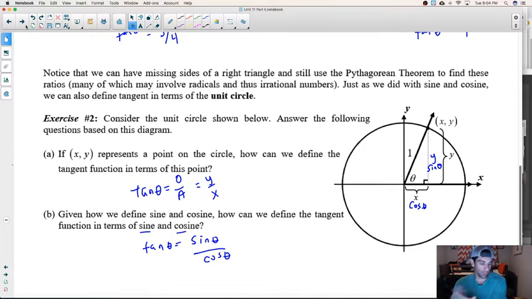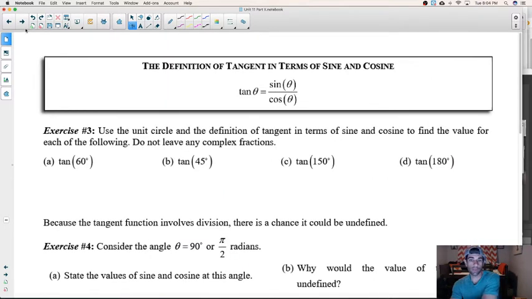And now let's tie this all together and say, well, who cares? So tangent theta now for you is sine theta over cosine theta. So using the unit circle and the definition of tangent in terms of sine and cosine, find the value for each of the following. Don't leave complex fractions, which means don't leave a fraction over a fraction.